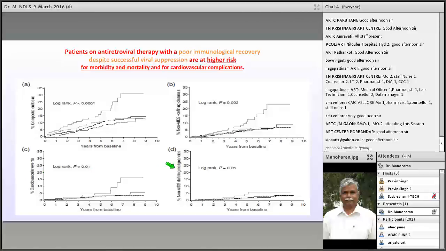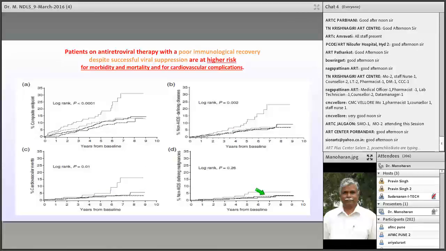In all these 4 sections, you see the immunological non-responders fared comparatively poorly when compared to the immunological and virological responders. In all the 4 groups, this particular group did not fare well when compared to the virological and immunological responders.